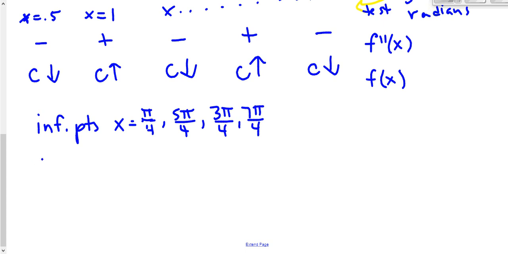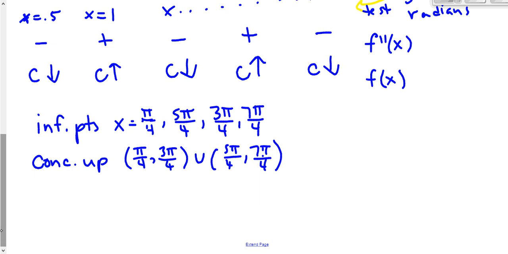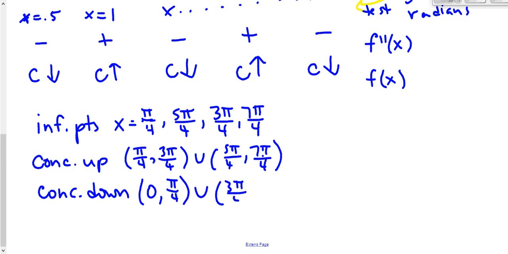And then the intervals of concavity, you have concave up for pi over 4 to 3 pi over 4, union 5 pi over 4 to 7 pi over 4, and you have concave down for 0 to pi over 4, union 3 pi over 4 to 5 pi over 4, union 7 pi over 4 to 2 pi.